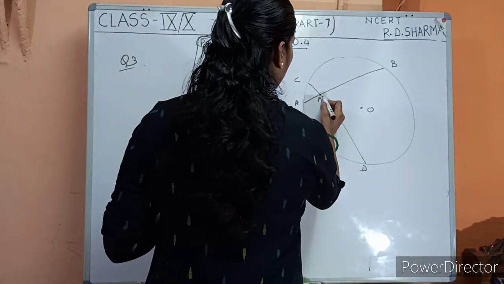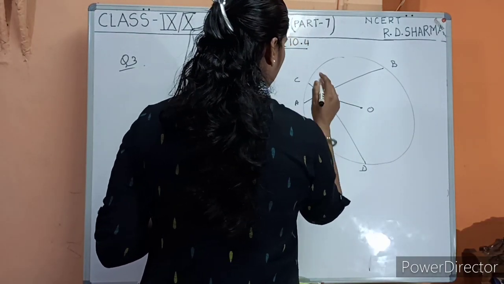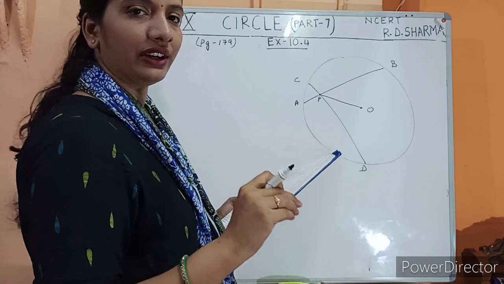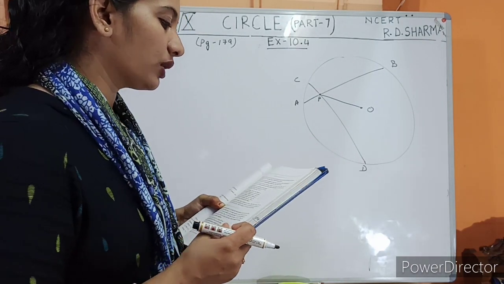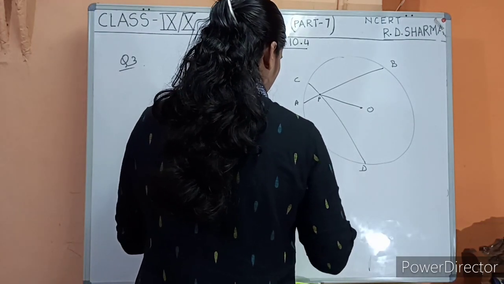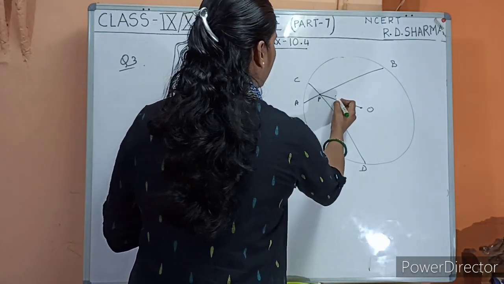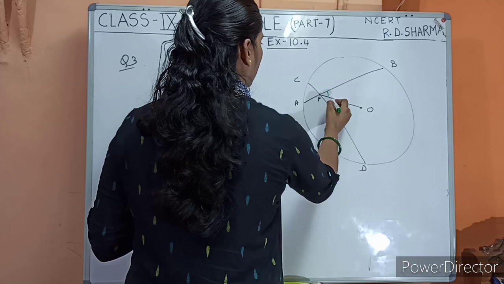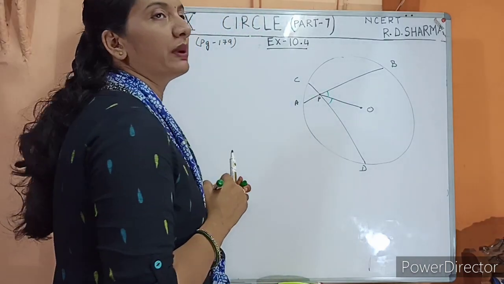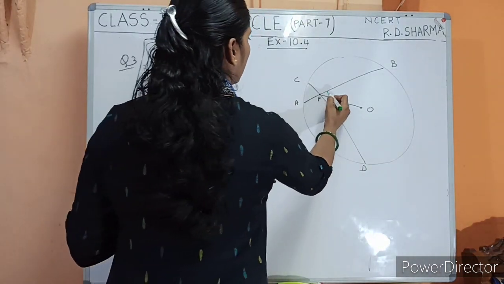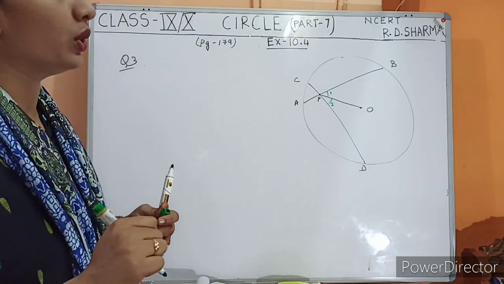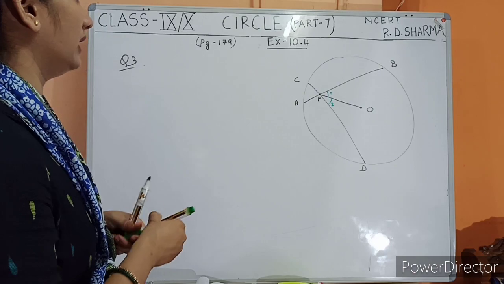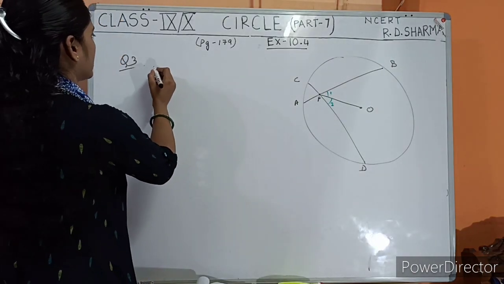So we have to join it with the center. The line which is joining the point of intersection to the center makes equal angle with the chord. Okay, so these angles which this line is making with the chords must be equal. If I name them as 1 and 2, then we need to show that 1 and 2 are equal. Okay. So let us write down what the things are given here.